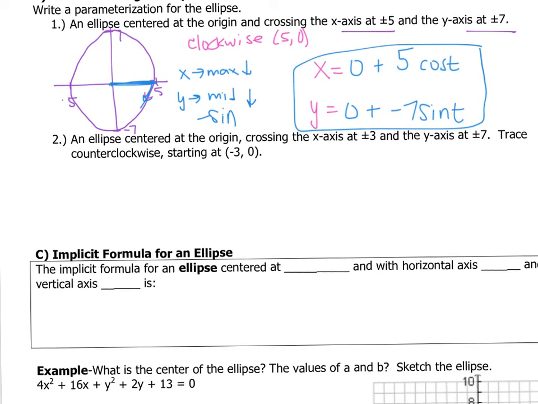All right, so we're centered at the origin again, so we don't need to worry about h and k. It says it crosses the x-axis at 3 and -3, y-axis at positive and -7.